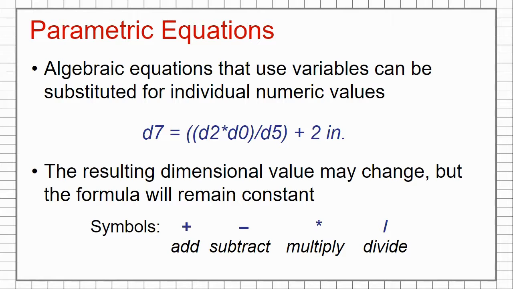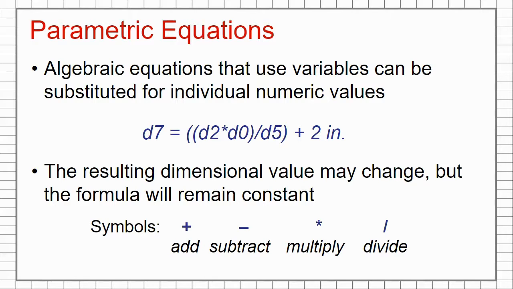Then, no matter what the value of D2, D0, or D5 is, it will automatically adjust the value of D7. And if a change is made to D2, D0, or D5, D7 will update automatically.